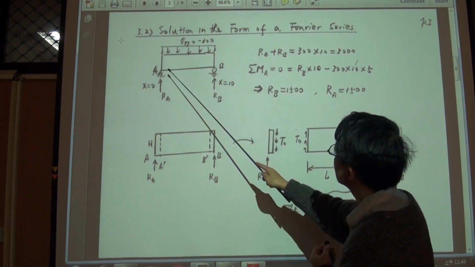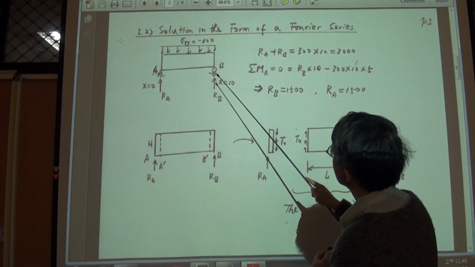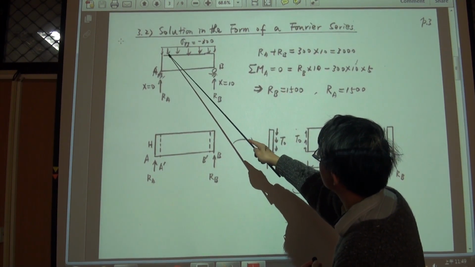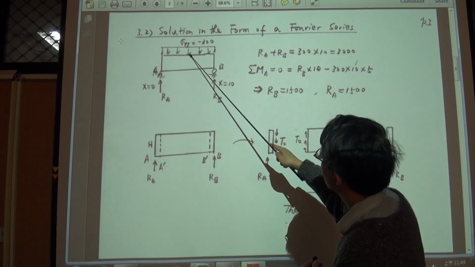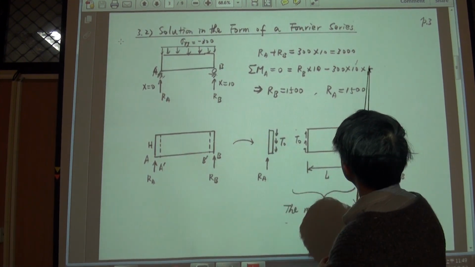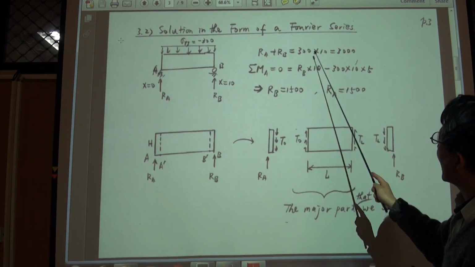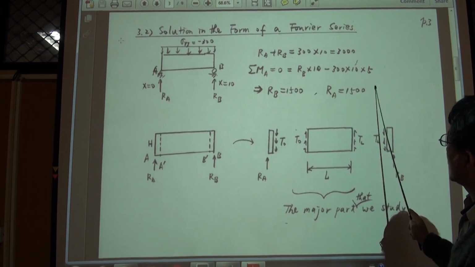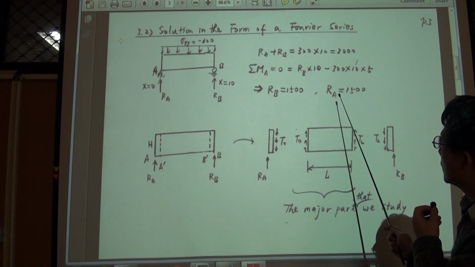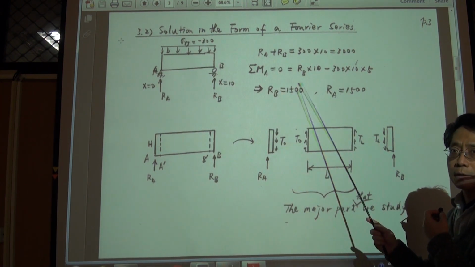RB times the length is this, and this one in the middle times this one times the length is the resultant, and it's acting in the middle, so the moment arm is 5. Okay, so this is the moment of this distributed load. So by these two equations, we get RB and RA equal to 1,500. Okay, no matter how, this is an easy problem.